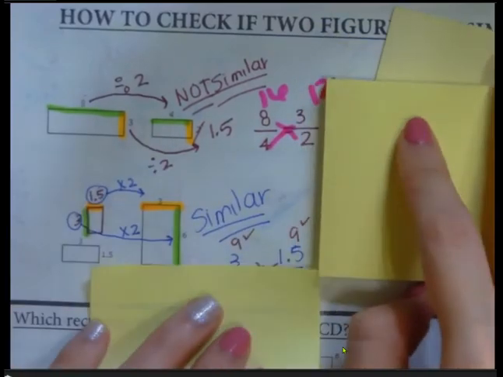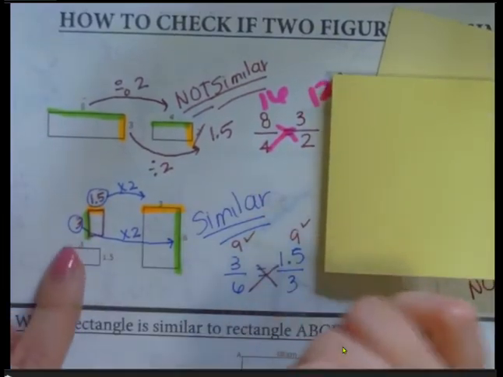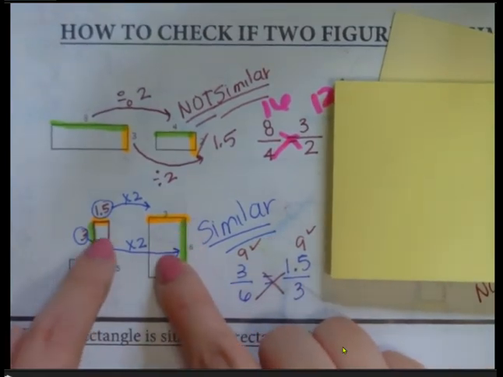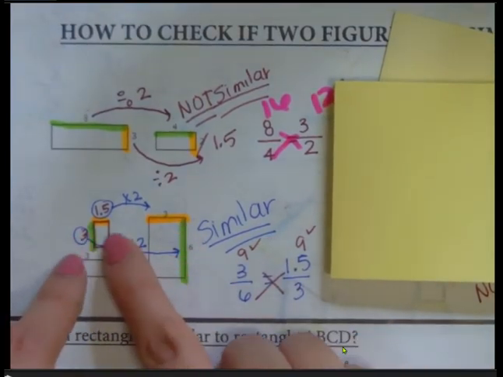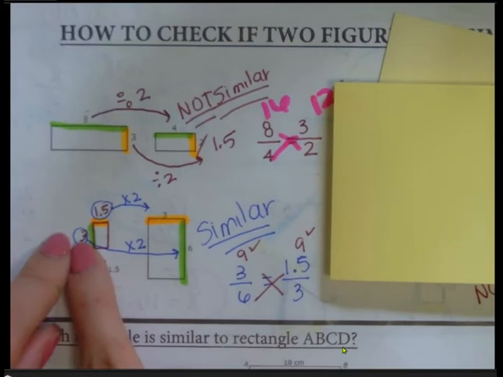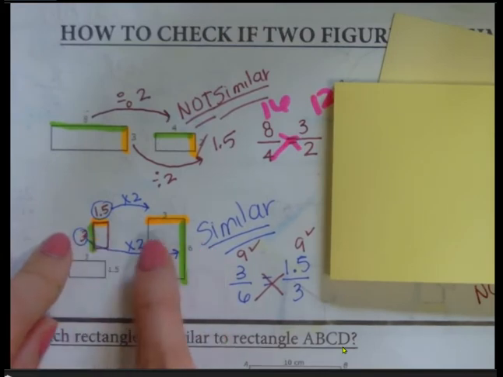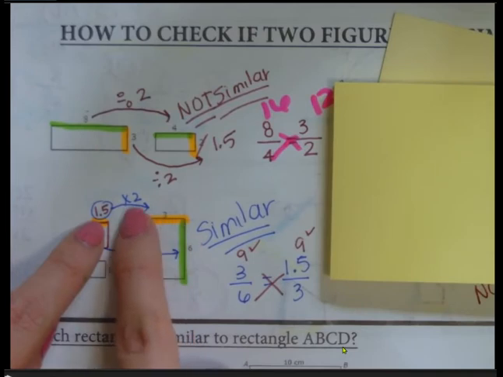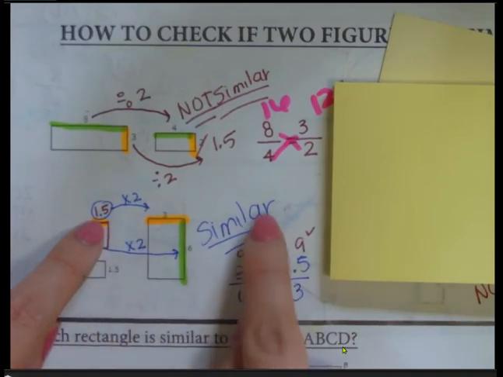Now I want you to look over here at the bottom one. On this one, I had to redraw. This one was lying down. This one was standing up. So I redrew it, and when I redrew it, the 3 is no longer here, but it's now standing up, and the 1.5 is here at the top. Now look at the relationship. From 3 to 6, it's times 2. From 1.5 to 3, it's times 2. So when they're multiplied by the same number, that means they're similar.